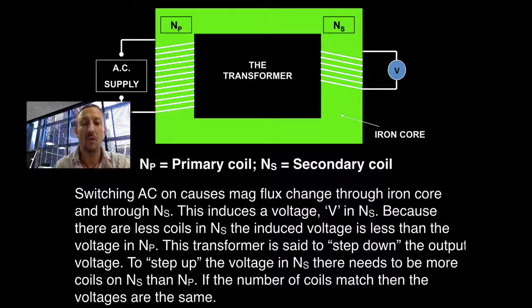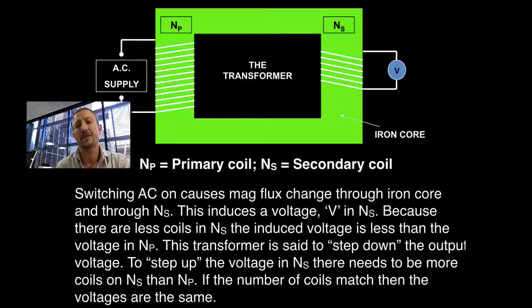Likewise, I could have more coils on the right hand side and fewer on the left hand side. That means that the right hand side will have more electrons subjected to the change in flux, and as a result a greater EMF or voltage will be produced. So by controlling the number of coils on the left and the right hand side, we can either decrease the voltage or increase the voltage depending on what the appliance requires.